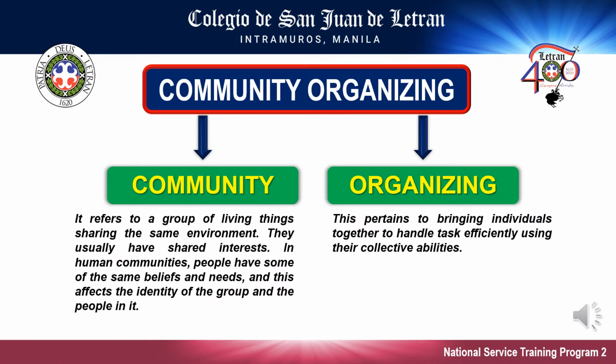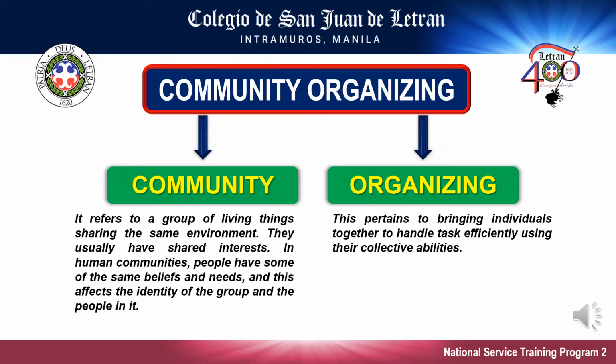First, let's break community organizing into two terms, community and organizing. When we talk about community, it is a group of people that share the same surroundings or environment, such as an organization, institution, or a particular area. They are frequently interested in the same things, or they have common interests. Here, individuals share some of the same values and needs which has an impact on the groups and individuals' identities.